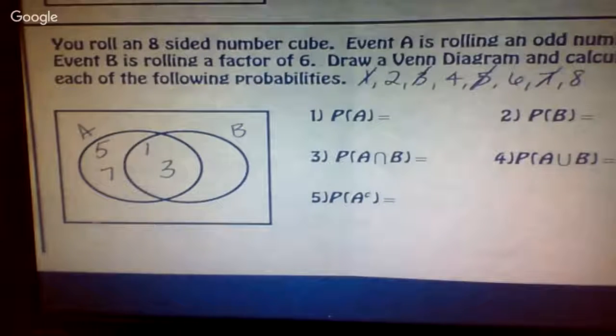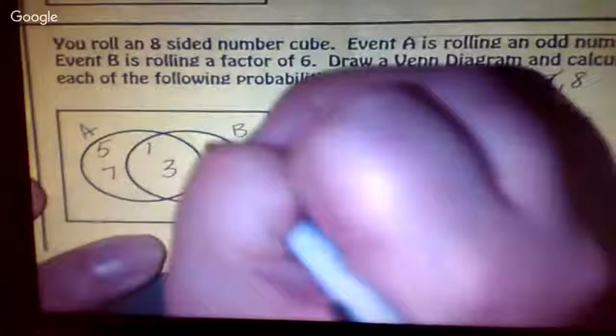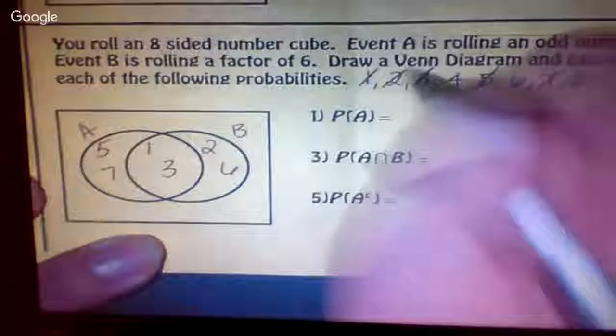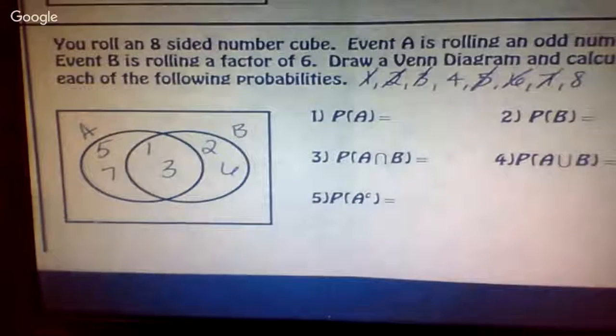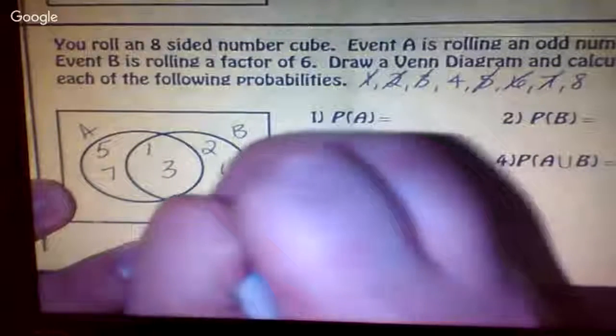Rolling a factor of 6. What is left of my factors of 6? 1. What's next to 1 we've already put up? 2 and 6. So 2 and 6 go into B. So where do 4 and 8, which are left over, go? Complementary. Those are the ones on the outside.